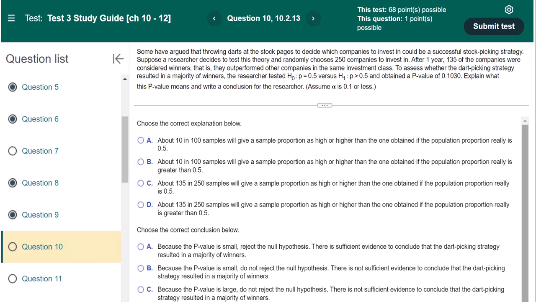The p-value is 0.1030 and alpha is 0.1. That's bigger than alpha, so we fail to reject the null hypothesis. So because the p-value is large, we don't reject the null hypothesis. There is not sufficient evidence to conclude that the dart picking strategy results in a majority of winners.